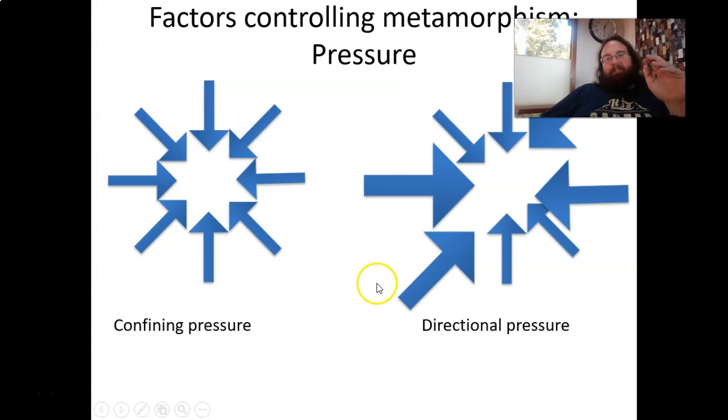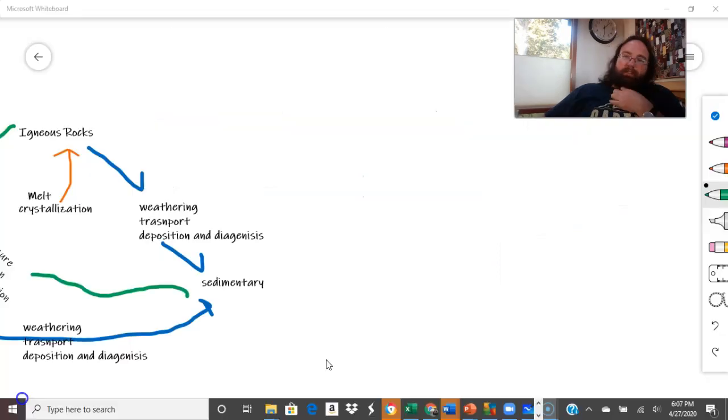And then I also like to mention you have confining pressure, equal in all directions, or directional pressure, because what often happens during the recrystallization process is you get the growth of foliations. Basically, it looks like layers, but instead you're looking at mineral bands in the rock.